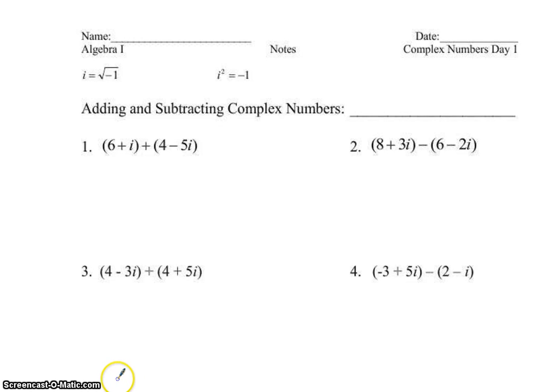Okay, this is for Algebra 1. We're going to work with complex numbers this week. A complex number is often referred to as having i in it, and the i is the imaginary number, and i is equal to the square root of -1.